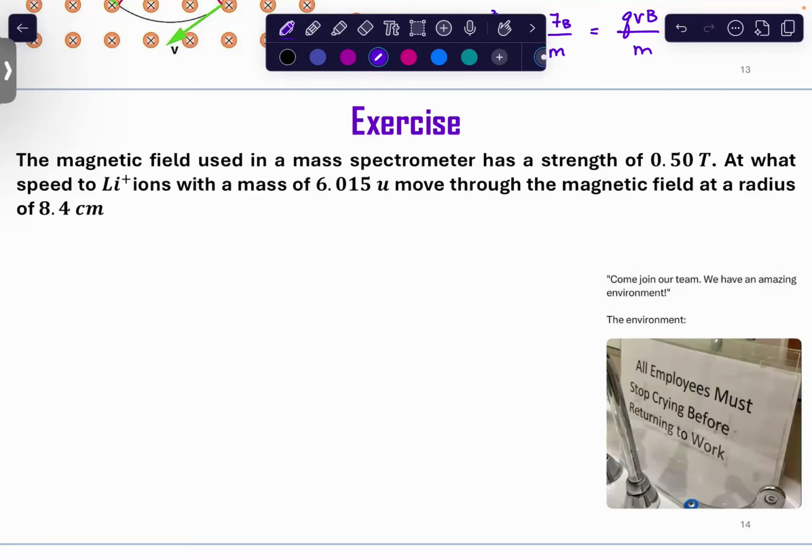So the magnetic field used in a mass spectrometer has a strength of 0.5 Tesla.